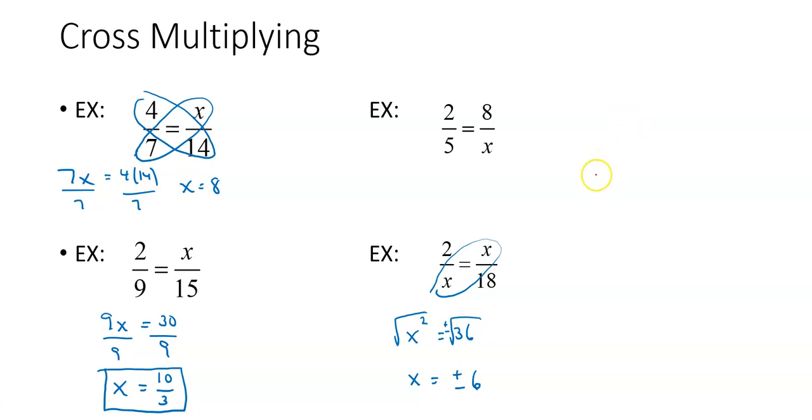Let's try them out. Suppose I started with x equals 6. I get 2 over 6 equals 6 over 18. Well, sure. 2 over 6 is a third. 6 over 18 is a third, so x equals 6 works fine. How about x equals -6? I get 2 over -6 equals -6 over 18. And sure enough, both of those equal -1/3. Right? 2 over -6 is -1/3. -6 over 18 is -1/3. So both of those solutions work.